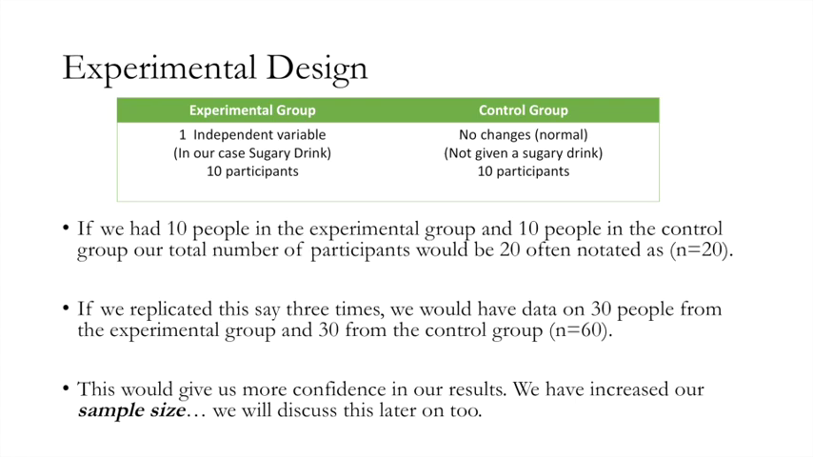If we replicated this experiment 3 times, we would then have data on 30 people from the experimental group and 30 from the control group. And suddenly our sample size is now n equals 60. We've got 60 participants. And this would give us more confidence in our results because we've increased our sample size, which we'll discuss in a little bit on. But if we can increase our sample size, if we can replicate the experiment, it gives us more power. And we'll explain that in more detail.